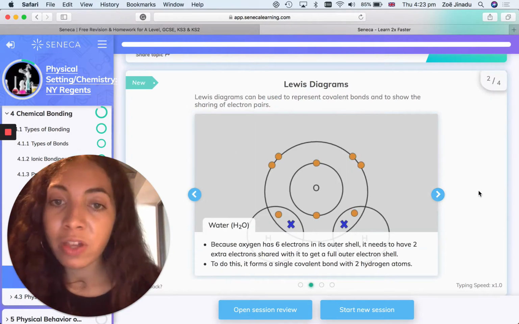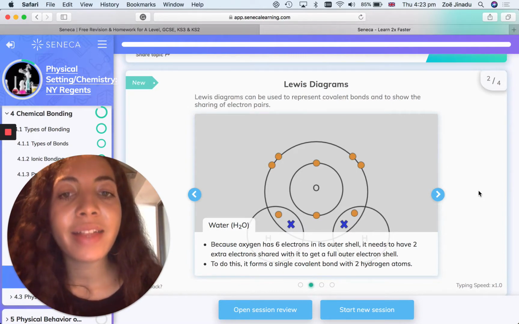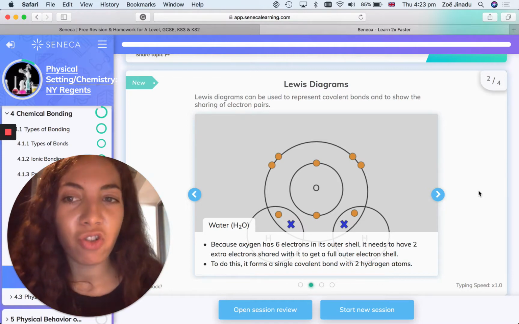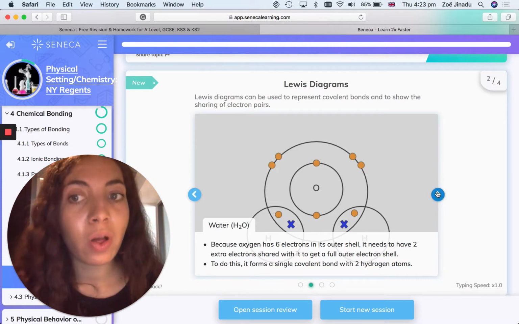Now for water. Because oxygen has 6 electrons in its outer shell, it needs 2 extra electrons shared with it to get a full outer electron shell. To do this, it forms a single covalent bond with 2 hydrogen atoms.